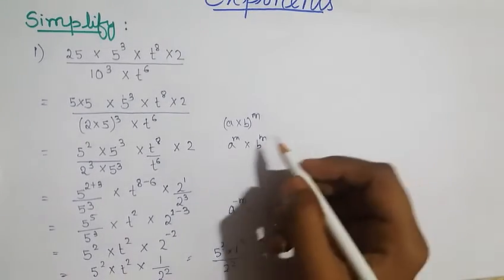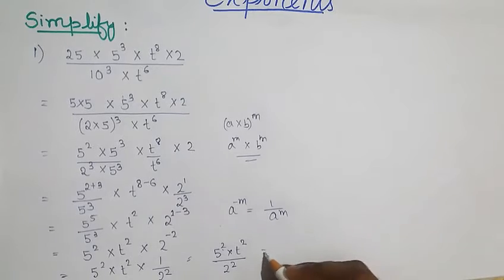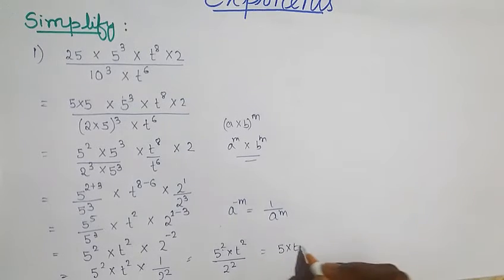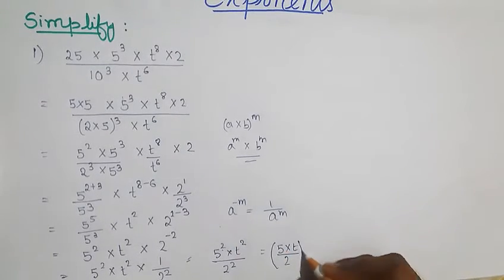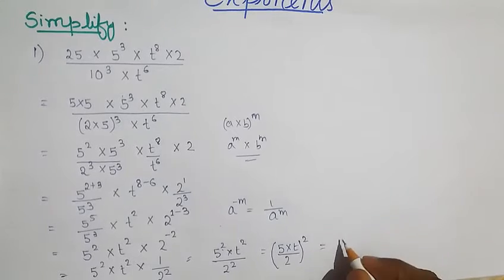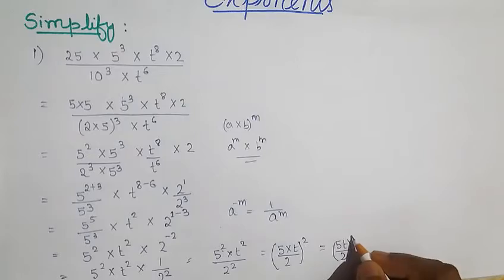Now we will apply this same law over here since there are numbers in multiplication and division too, so this can be written as 5 into t upon 2. Since all the powers are same, we can give the whole power to them and this will be written as 5t upon 2 whole to the power 2.